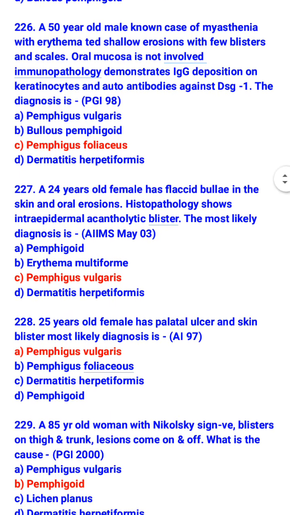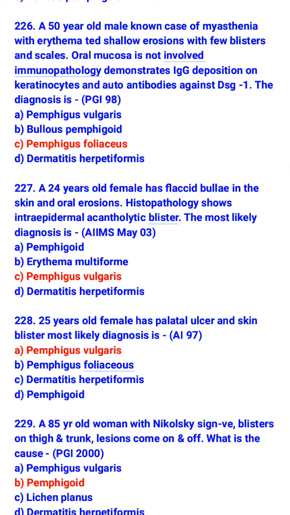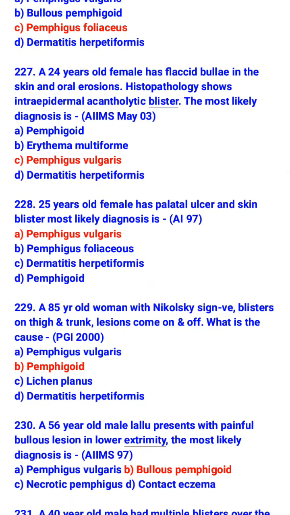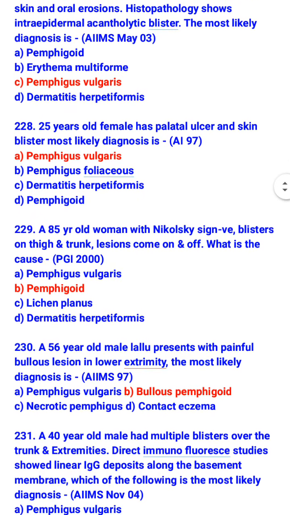A 24-year-old female has flaccid bulla in the skin and oral erosions. Histopathology shows intraepidermal acantholytic blister. The most likely diagnosis is pemphigus vulgaris. A 25-year-old female has palatal ulcer and skin blister. Most likely diagnosis is pemphigus vulgaris.